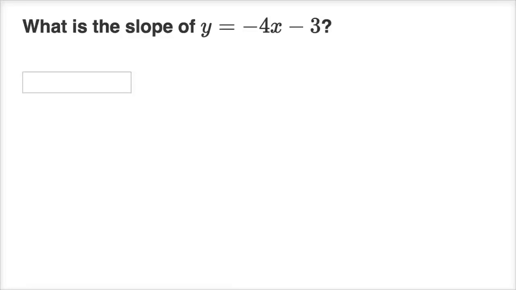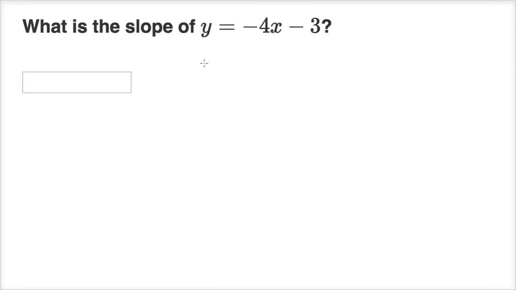Let's do some practice examples from our Intro to Slope Y-Intercept exercise. What is the slope of y is equal to negative 4x minus 3? So you might already recognize this is in slope-intercept form.